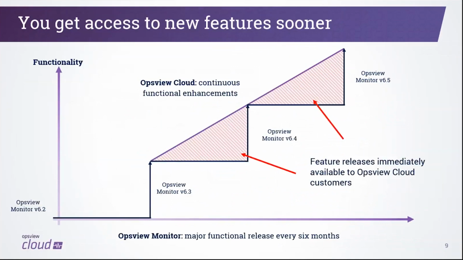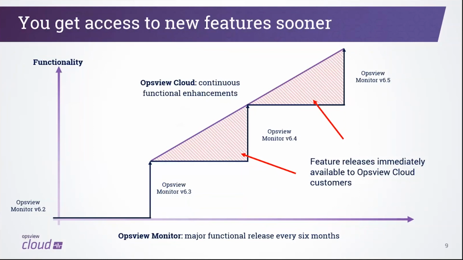So with Opsview Monitor, as you know, we do a major release every sort of 6 months or so, depending on the size of the changes that we're doing. Moving from version 5 to version 6, 10 times improvement in performance, the new architecture allowing greater scalability, and all of those sorts of things. So at a point in time when we release something like version 6.3 of Monitor, for example, that had and has exactly the same functionality as Opsview Cloud did at that point in time.